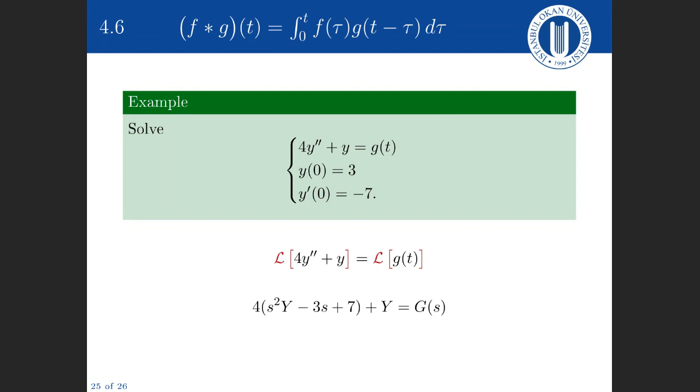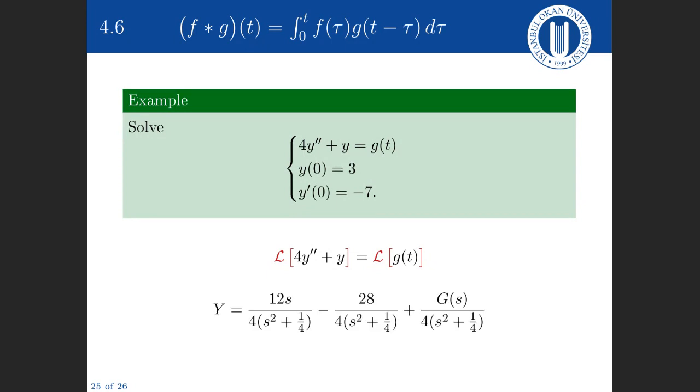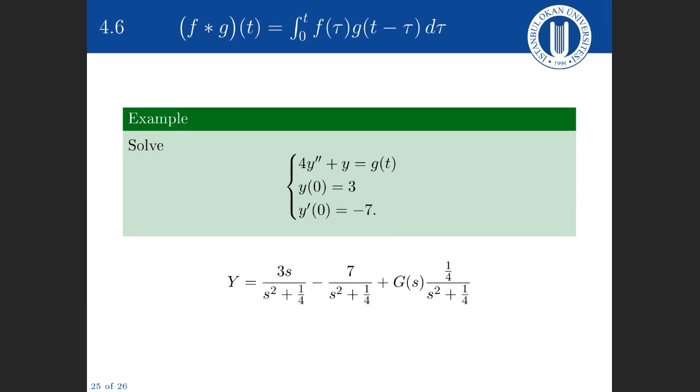And we can rearrange the left side to solve for capital Y. Minus 12s plus 28, we can move to the right side. We can divide everything by 4s squared plus 1. And we need to find the inverse Laplace transform of 12s over 4s squared plus a quarter minus 28 over 4s squared plus a quarter plus capital G over 4s squared plus a quarter. We can simplify this a little bit because we have 12 divided by 4 and we have 28 divided by 4.